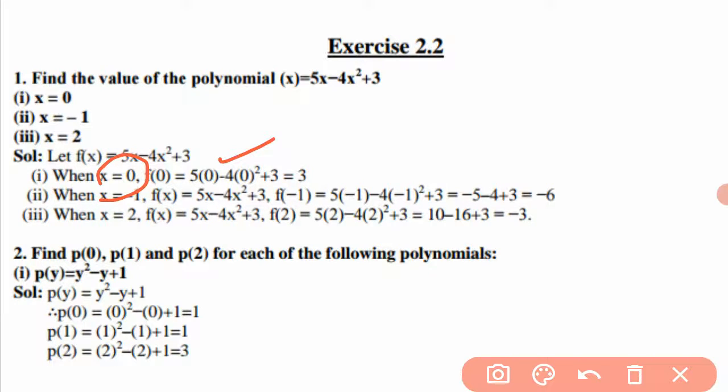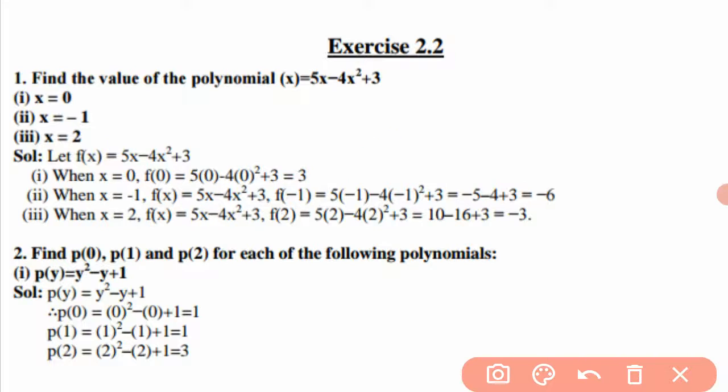So when we put the value of x equals 0, in this case 5 into 0 will be taken, minus 4 into 0 square will be taken, and plus 3. So here the answer will be 3. So we can say the value of this polynomial will be 3 when x equals 0.